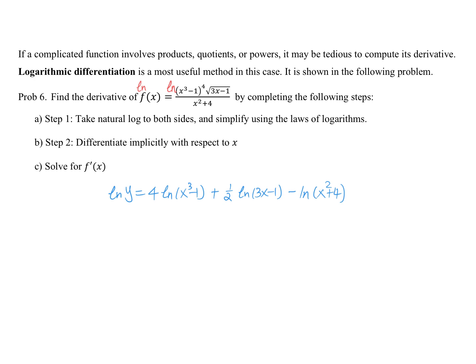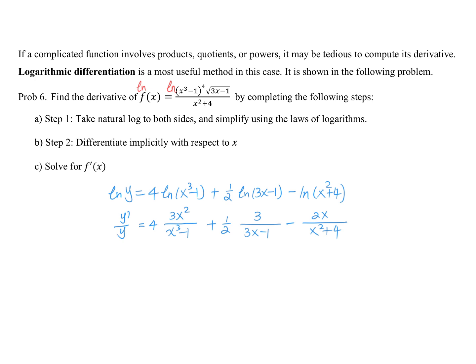So now we differentiate both sides. The left side, according to the chain rule, will be y prime over y. The right hand side, you just differentiate each term individually using the chain rule. So 4 times the derivative of x cubed minus 1, which is 3x squared, over x cubed minus 1, plus 1/2 times the derivative of 3x minus 1, which is 3, over 3x minus 1, minus the derivative of x squared plus 4, which is 2x, over x squared plus 4.